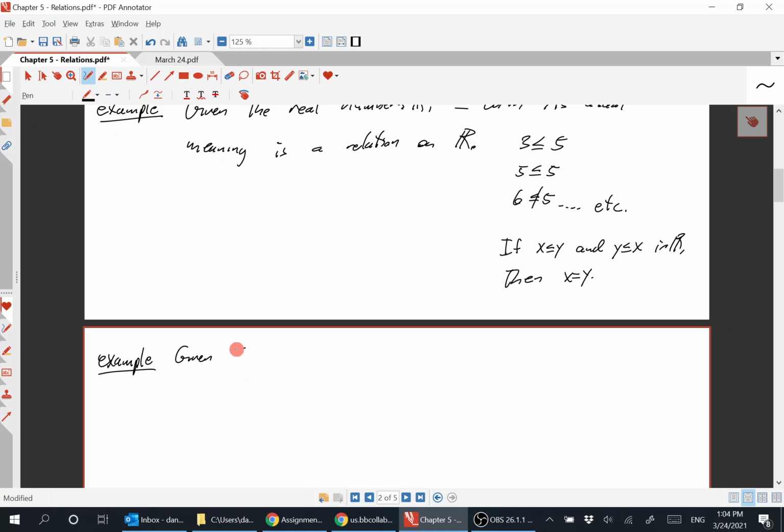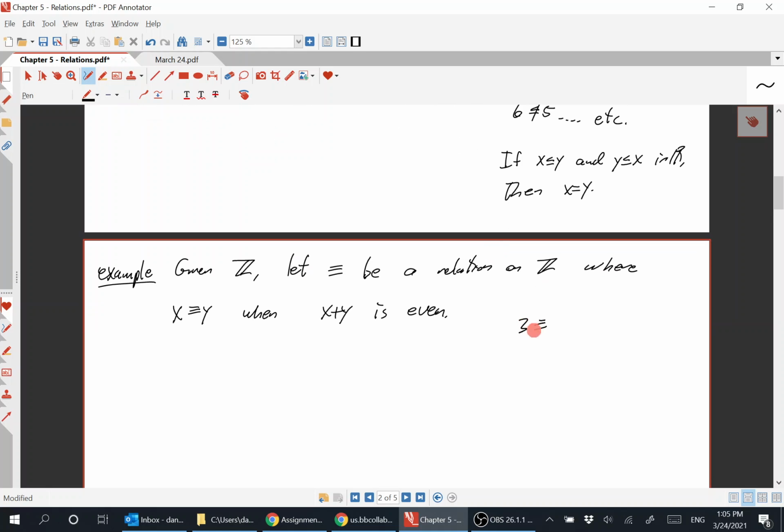Given the set Z, let this be a relation on Z where x is related to y when x plus y is even. So when the sum of the two numbers is even. For example, 3 is related to 5 because 3 plus 5 is 8, which is even.